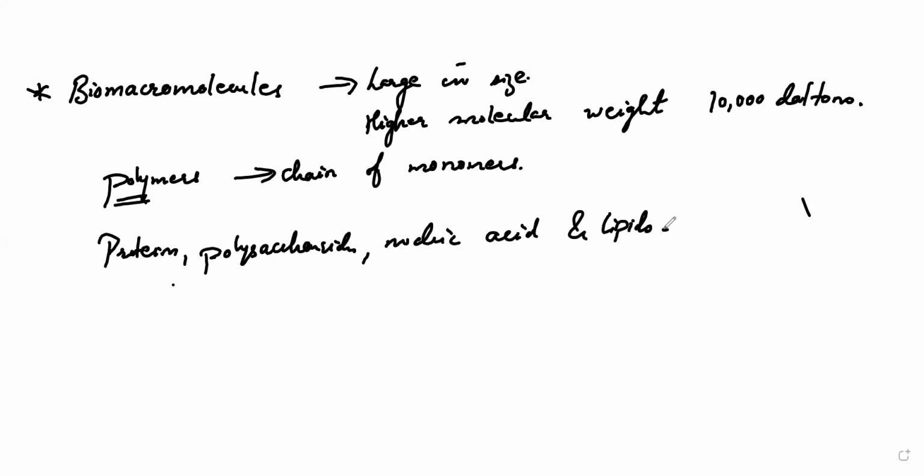Okay, but out of these four, lipids are not all macromolecules. Some also come under the micromolecules as well. So the first one we'll see is the protein. Proteins are nothing but polypeptides. Poly means many, and proteins are made up of peptides of amino acids.